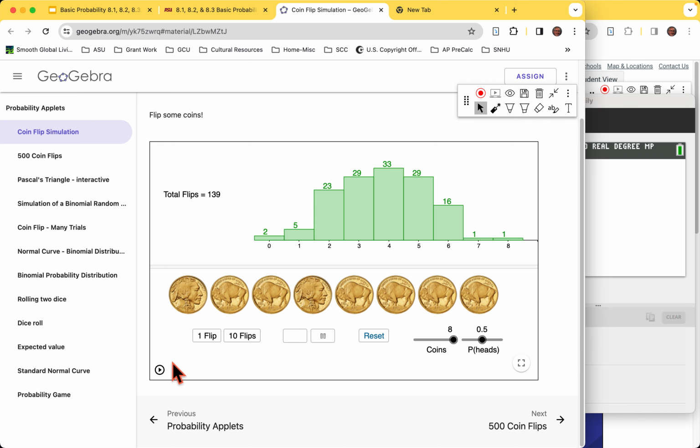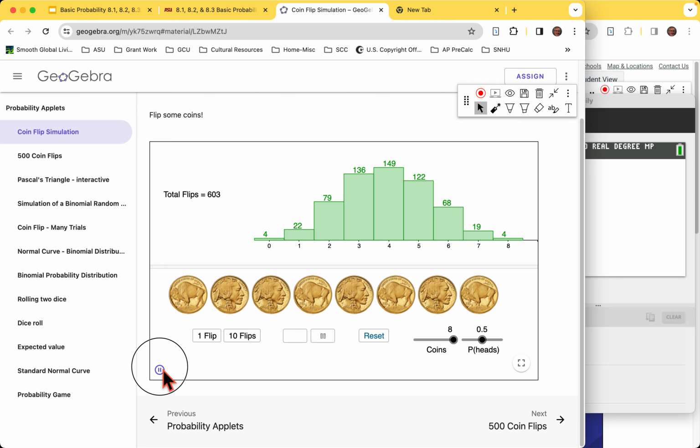And if you click this little play thing, it'll just kind of keep flipping it, and you see, hey, you can do thousands of it, sitting here, watch it. And we get closer to being somewhere between 4 and 5 as we flip more and more coins. Okay, so just kind of watch that for a while.